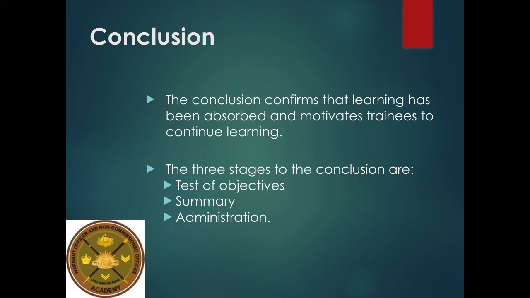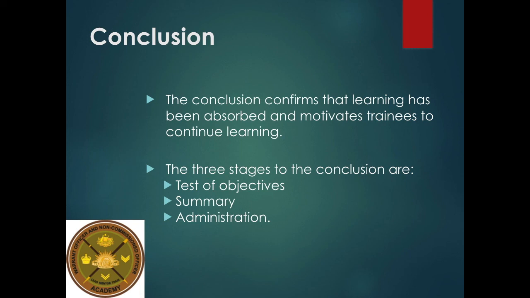After the test of objectives, we move on to the summary. First, the instructor briefly summarises all the key teaching points. The instructor then provides a statement of relevance, where the instructor now summarises the reason for learning. This reinforces in the trainees' minds the relevance of the new learning to their ability to perform competently in the workplace or in operations.